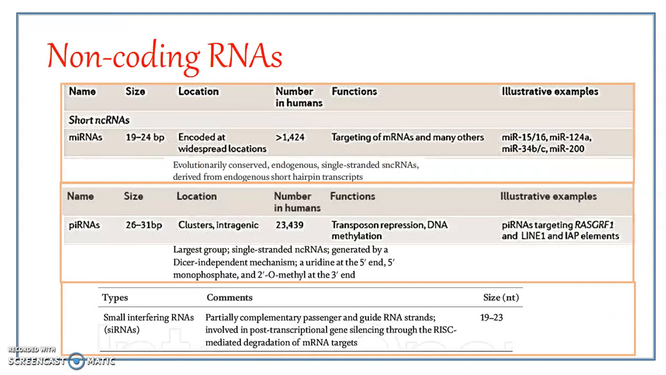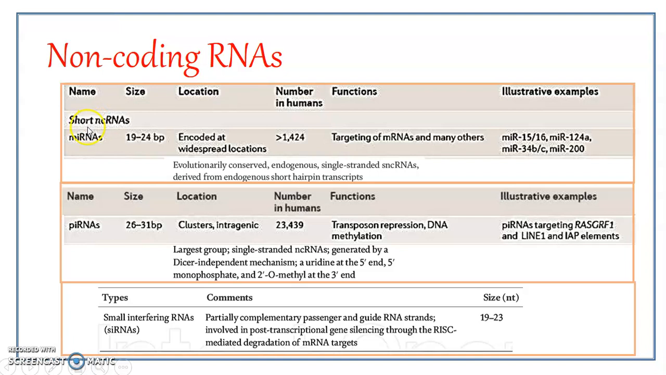We will be continuing with the non-coding RNAs. The non-coding RNAs, which we have already discussed in one of the previous presentations, include the microRNAs and the small interfering RNAs. In this presentation, we'll be looking into the piRNAs. Okay, so we'll just summarize what happened with the microRNAs and small interfering RNAs.